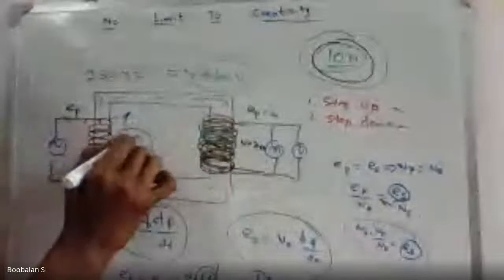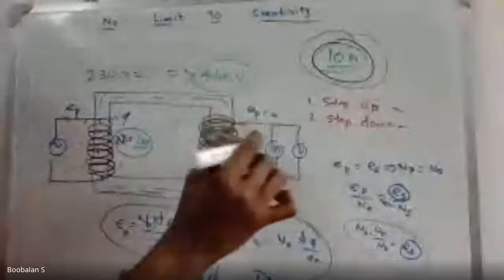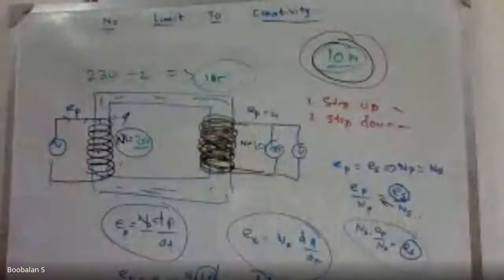So if I'm just going to, for example, here there are 20 turns, here there are only 10 turns. Then what happens? The 230 voltage is now divided by 2. Then how much will I get? 115 volts will be there. This is called step down transformer. So we'll discuss in detail in the forthcoming classes, right?